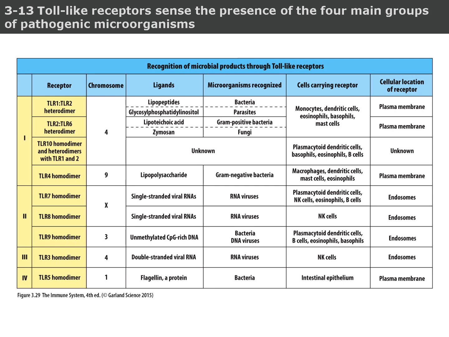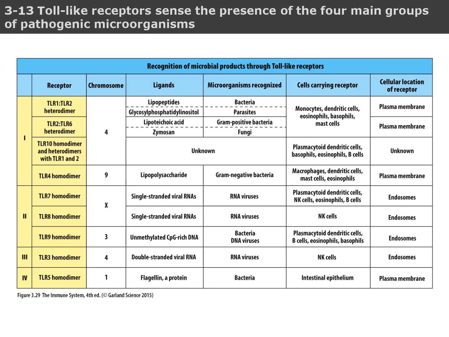TLR1 and TLR2 form a heterodimer located on chromosome 4 and detect bacterial lipoproteins and parasitic components such as glycosylphosphatidylinositol, expressed on the plasma membranes of monocytes, dendritic cells, eosinophils, basophils, and mast cells. Similarly, TLR2 paired with TLR6 recognizes lipoteichoic acid from gram-positive bacteria and zymosan from fungi, also at the plasma membrane.